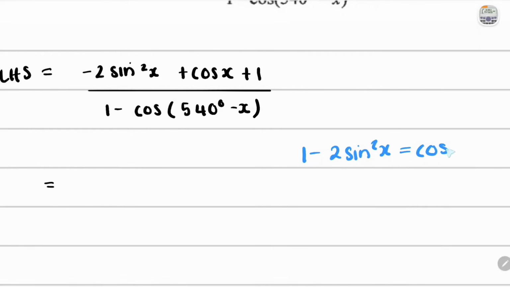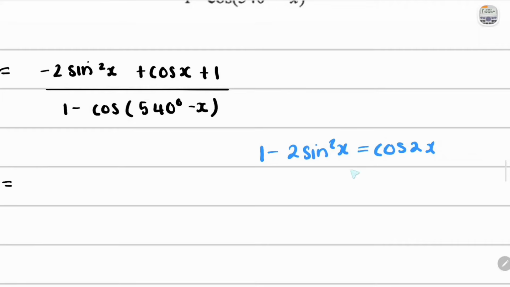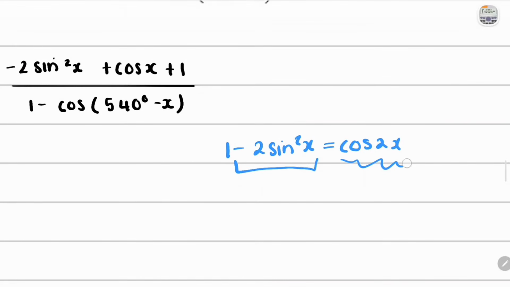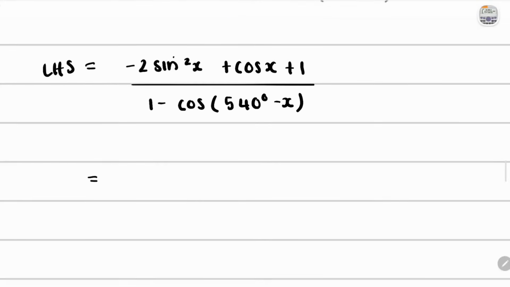This is equal to cos 2x. Now, I would want to use this, but the problem is that if you replace negative 2 sine squared x, then you're going to have to transpose the 1, and you're going to have a cos 2x, which is nowhere in what we simplify to. So to avoid complicating things, let's just work with this more simply.